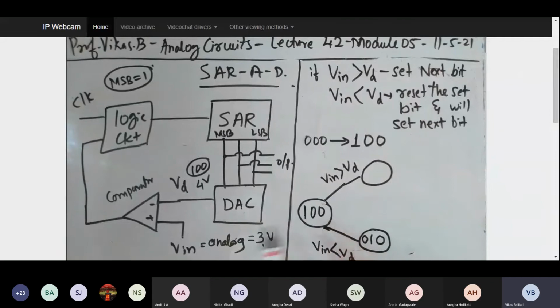We can compare: whether Vin is less than VD or whether Vin is greater than VD. So now when we check the condition, Vin is 3 volt.